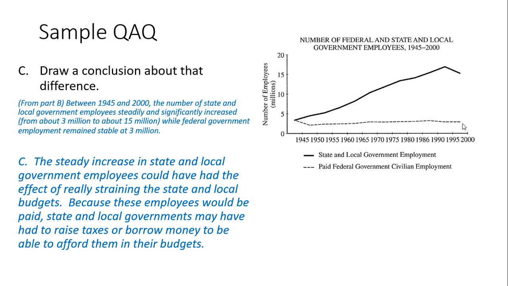The steady increase in state and local government employees could have had the effect of really straining state and local budgets. Because these employees would be paid, state and local governments may have had to raise taxes or borrow money to be able to afford them in their budgets. Okay? Now note, I could have said something about federal employment as well. This wouldn't put as much of a strain on the federal budget because it's been stable. But either way is fine.